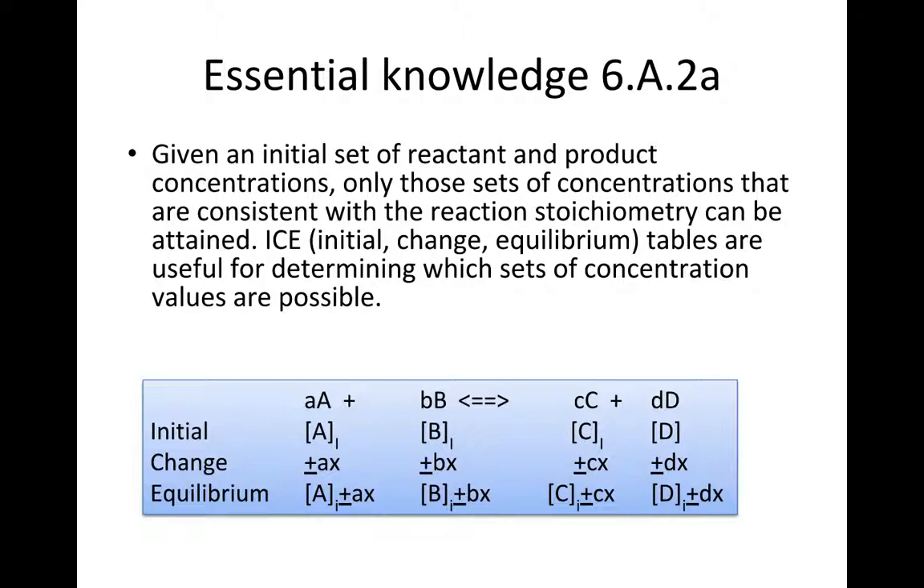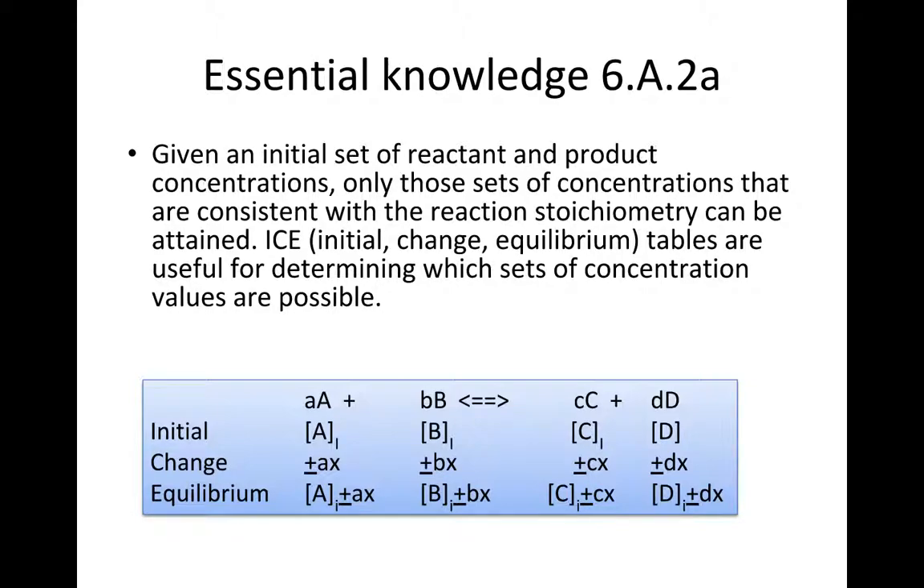So these tables are very useful for determining the concentrations that are possible at equilibrium. A typical ICE table, some people call them RICE tables, they'll label the reaction R and then the next three lines ICE. RICE is used for these ICE tables because what we're doing is initial, change, and equilibrium. So initial is the molarity of A initially, molarity of B initially, molarity of C initially, and molarity of D initially.